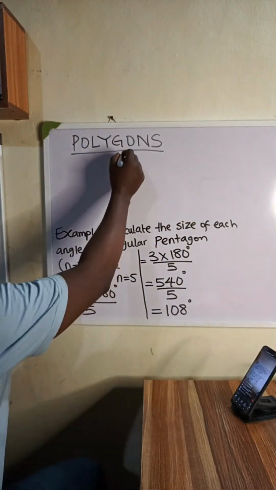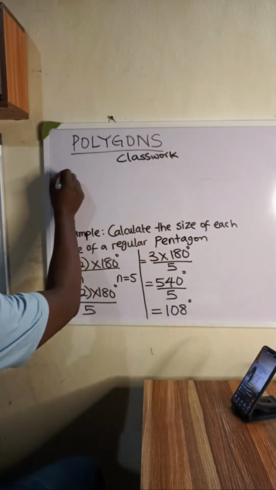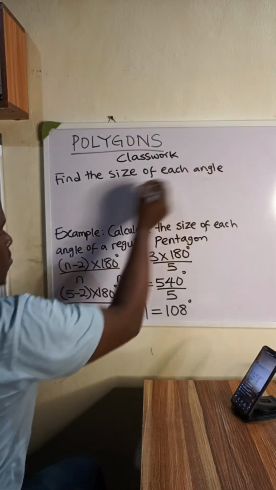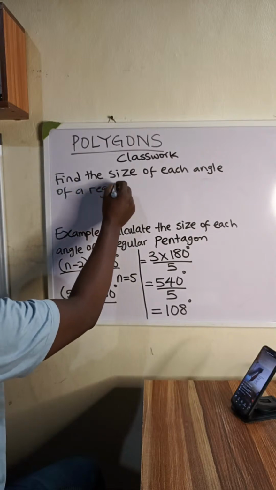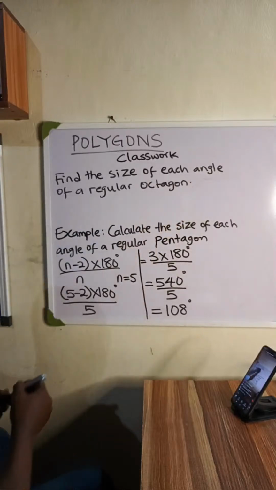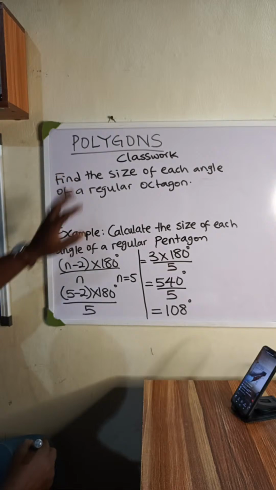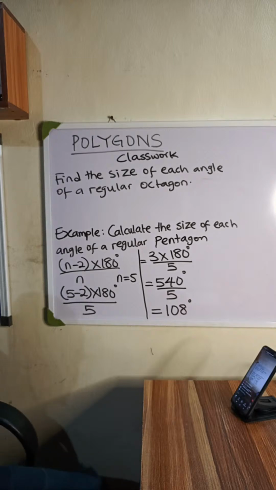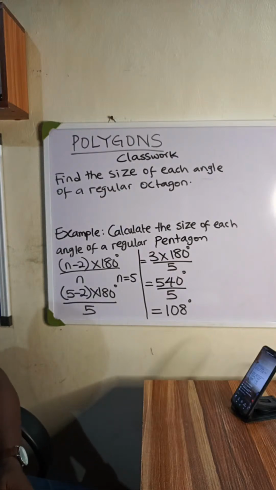So I'd like you guys to solve this question and tell me the answer. I'd like you to calculate this in 3 minutes: the size of each angle of a regular octagon.